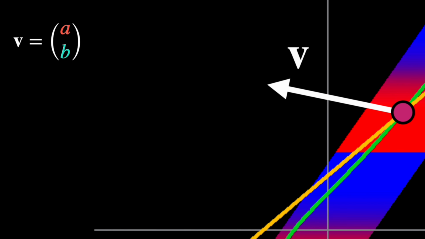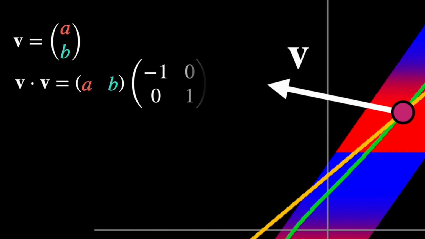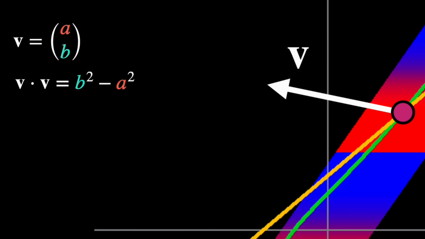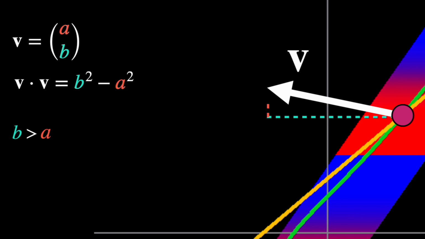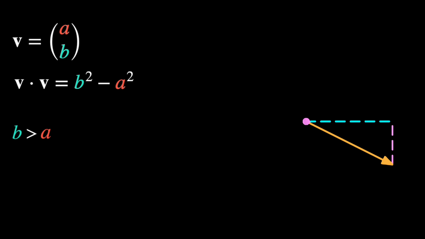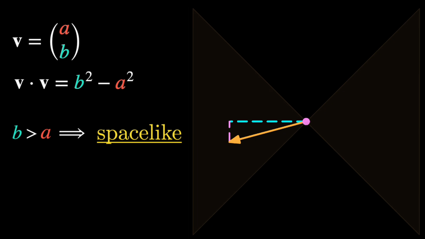What if we take some arbitrary vector v, given by some linear combination a times et hat plus b times ex hat, and we dot it with itself using our little matrix. Quickly working it out, we get b squared minus a squared. So if v is wider than it's tall, such as any vector pointing along an observer's space-like surface, the self-dot product is positive, and we call this vector space-like.